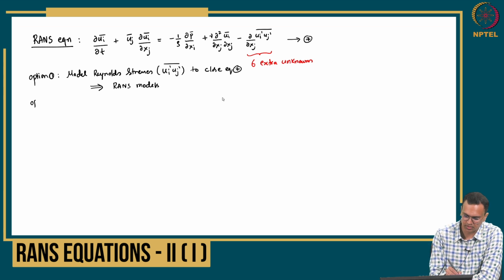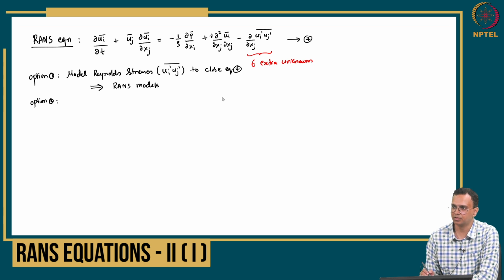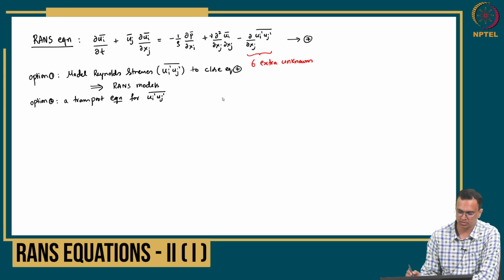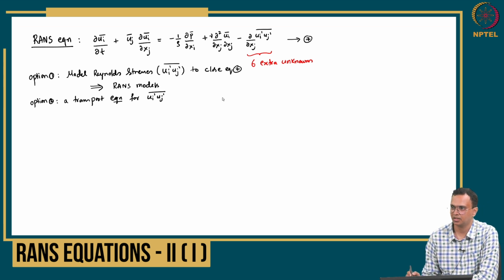Option 2 is of course to derive a transport equation for the Reynolds stresses ui' uj'. That means 6 extra equations. So that is one theoretical way of looking into it, and this is the direction Osborne Reynolds took, deriving an equation for the Reynolds stresses to see whether that is closed. If that equation is closed, then you do not need to model anything.